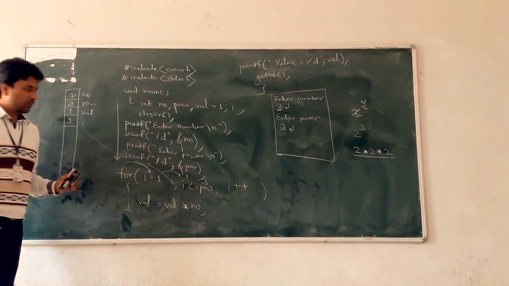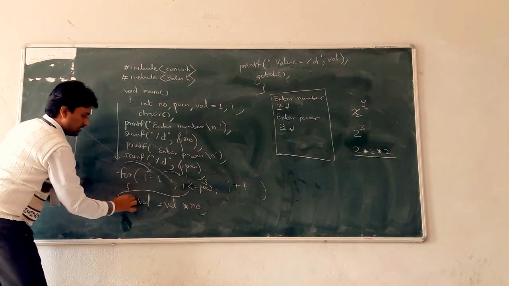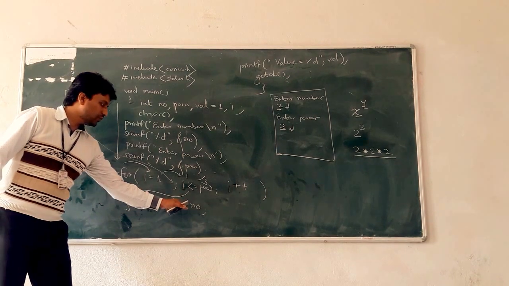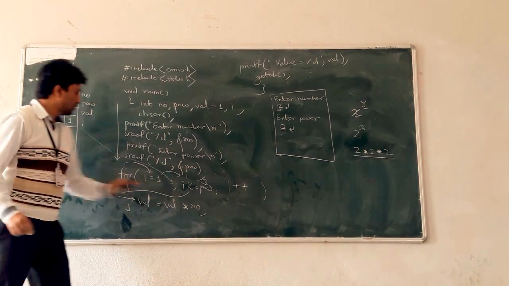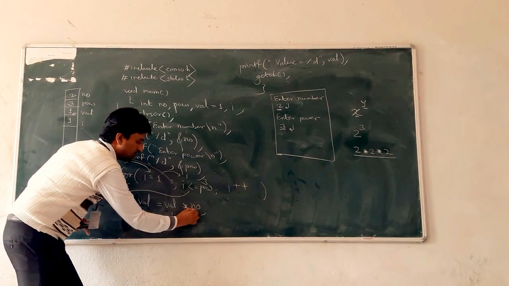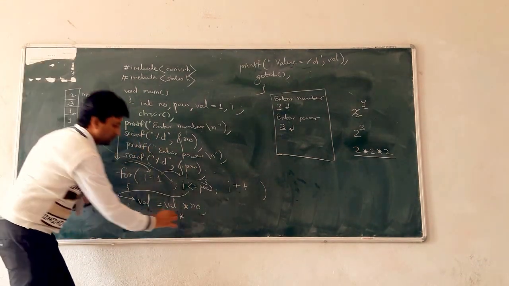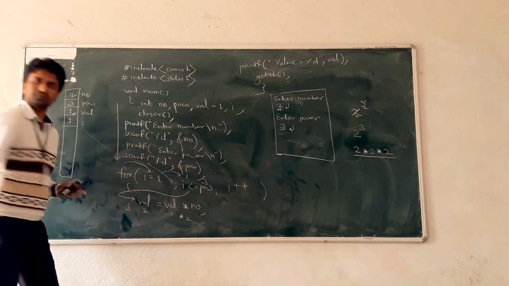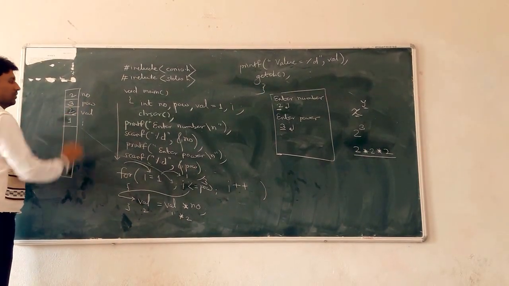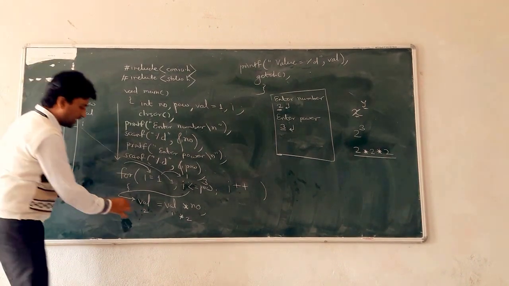Condition true. True means entry to the loop. What is the statement? Value is equal to value into number. What is the value? 1. 1 multiply by, what is the number? 2. So what is the result? 2. That result is stored into which variable now? Value variable.